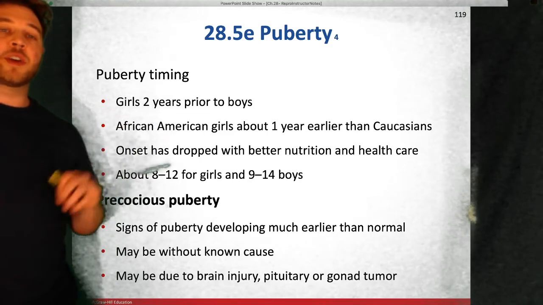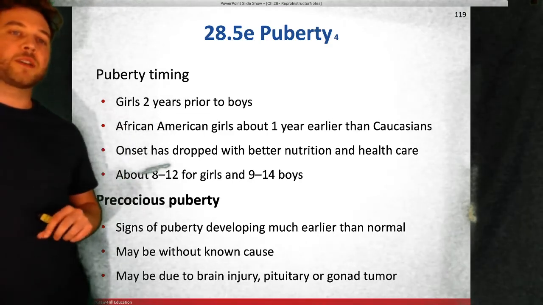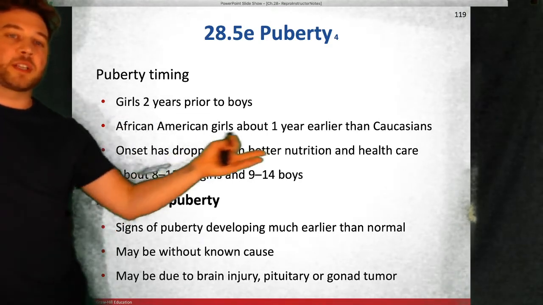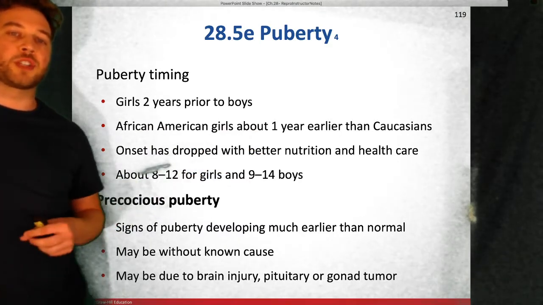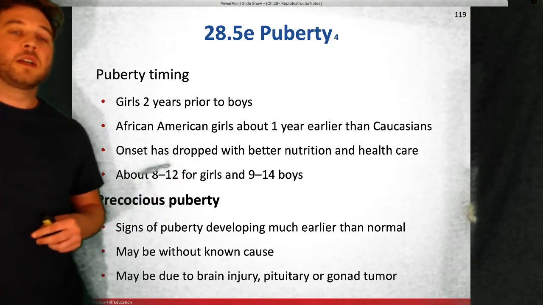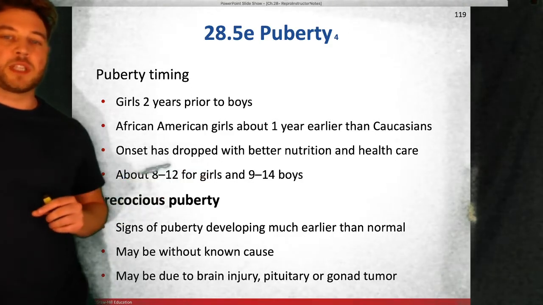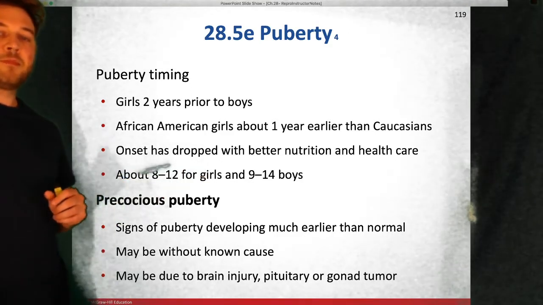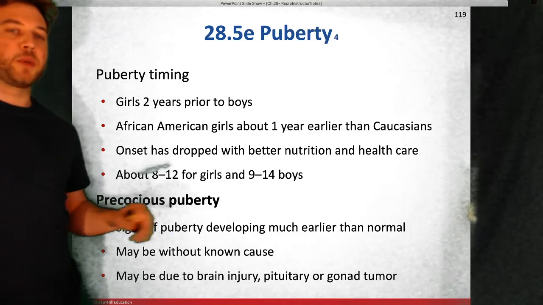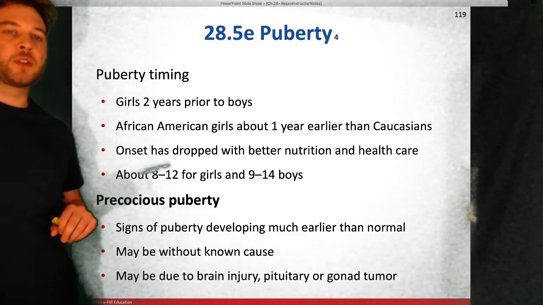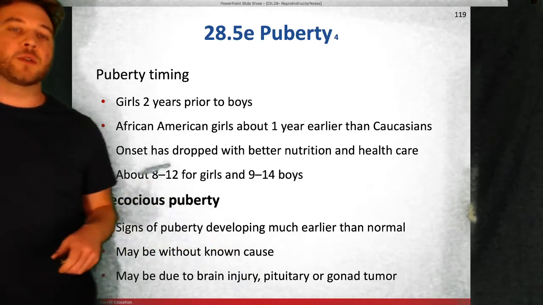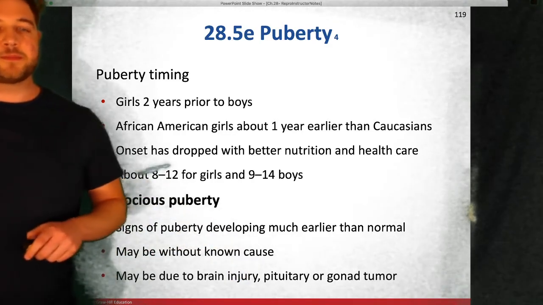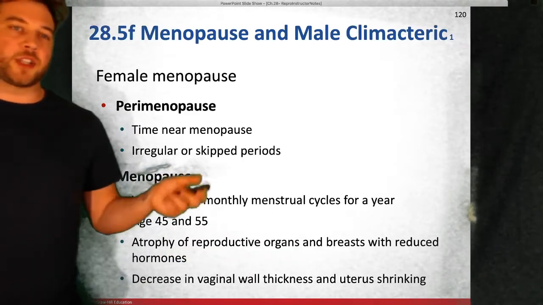Usually, females are going to be 2 years prior to males, African Americans before Caucasians. Onset has dropped with better nutrition and healthcare. About 8 to 12 for girls, 9 to 14 for boys. You can have precocious puberty, which is signs of puberty developing much earlier than normal, maybe without a known cause or due to brain injury or a pituitary or gonad tumor that are causing increased secretions of those hormones.